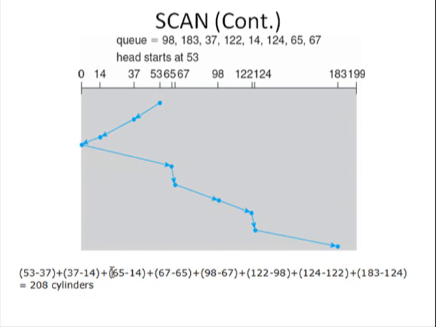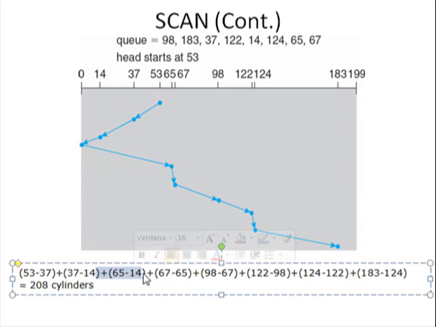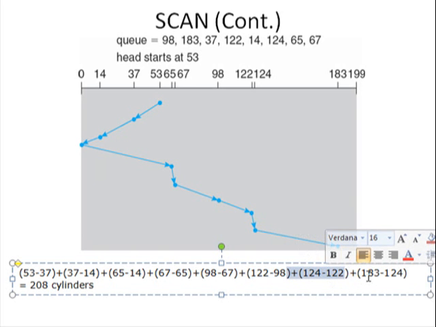So that is why the head movement in this scenario will be 65 minus 14. Then it will move to 67, so 67 minus 65. Then it will move to 98, so 98 minus 67. Then it will move to 122, so 122 minus 98. Then it will move to 124, so 124 minus 122, and lastly it will stop at 183, so 183 minus 124.